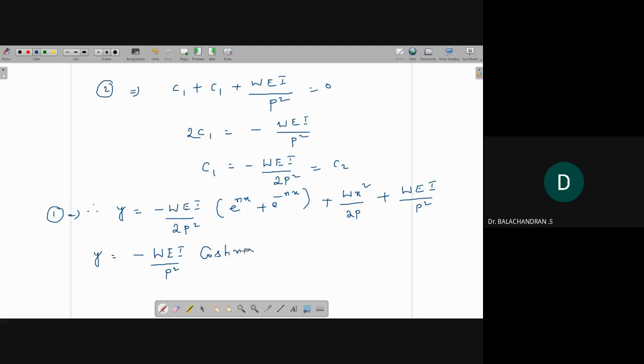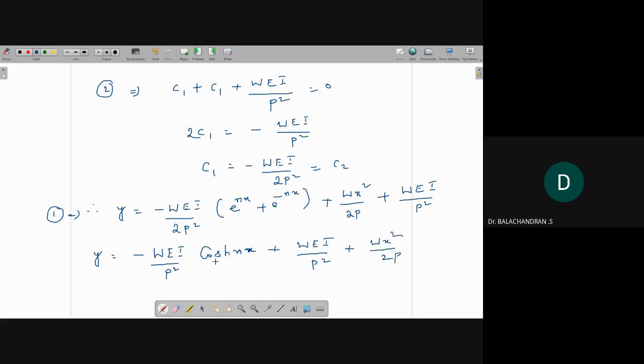This is n, this is x, cosh nx plus wl by p square plus w x square by 2p.